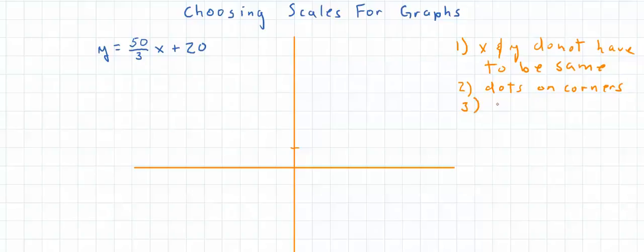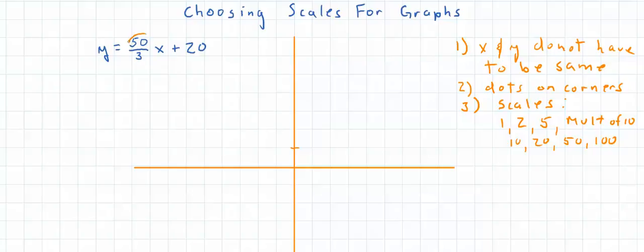Scales that you should try to use: 1, 2, 5, and multiples of 10. For instance, going by 10s or 20s or 50s or 100s. And we're going to choose our X and Y scale separately.